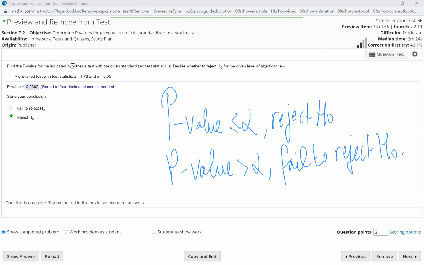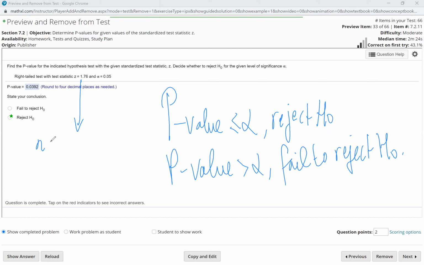Find the p-value for the indicated hypothesis test. He gives you a right tail test, and he gives you the test statistic Z to be 1.76 and alpha 0.05. He's not asking you to perform a test, it's just the p-value. Well, the p-value, guys, for your information, is the area to the right of the test statistic if it is a right tail test, to the left of the test statistic if it is a left tail test. Well, since it's right here, we know it's an area to the right. So how do I find the area to the right of Z 1.76?